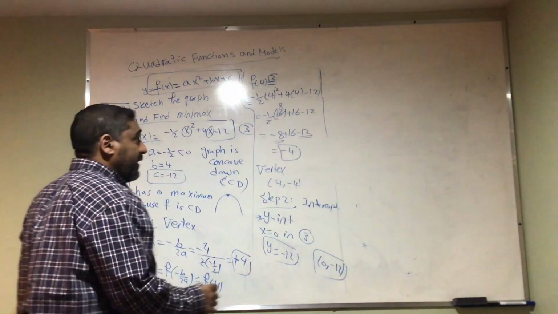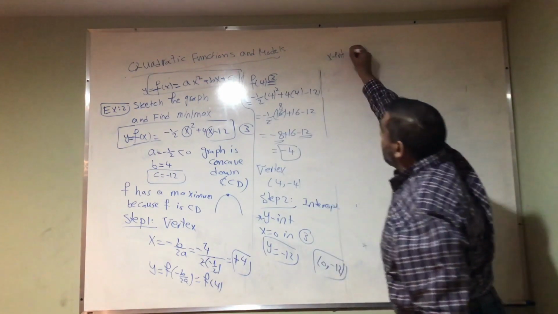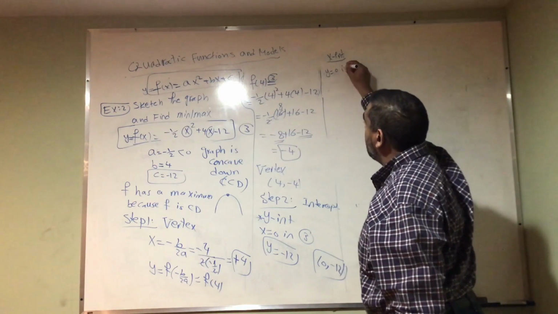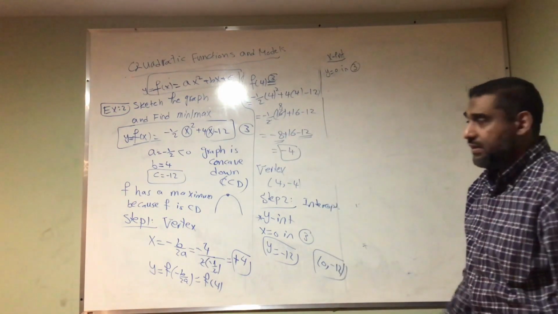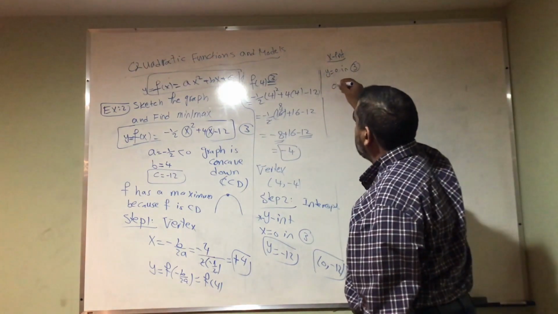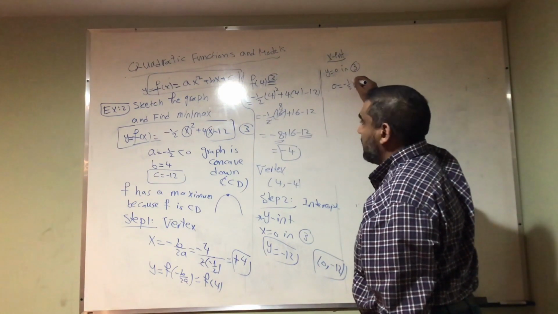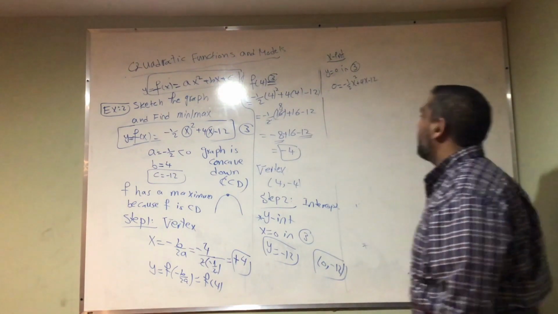So now I need to get the x-intercept here, guys. How to get the x-intercept? In order to get the x-intercept, I have to put y equals 0 where? In equation number 3. Y equals 0 in equation number 3. So what do you have, guys? You will have 0 equal to minus 1 over 2 x squared plus 4x minus 12.